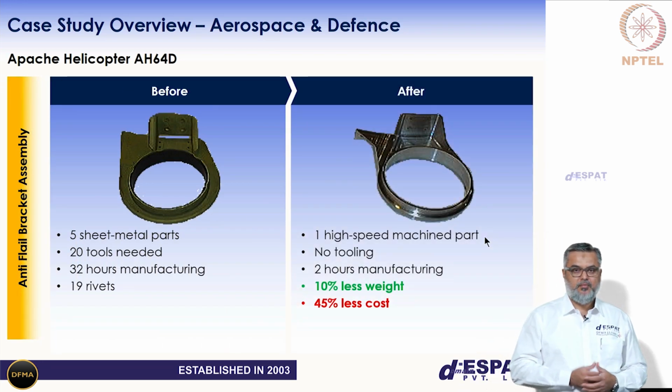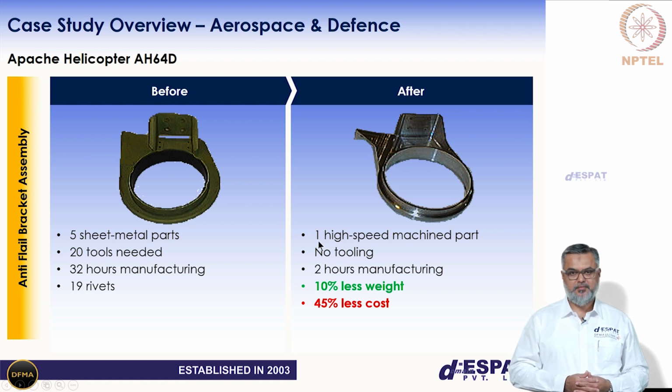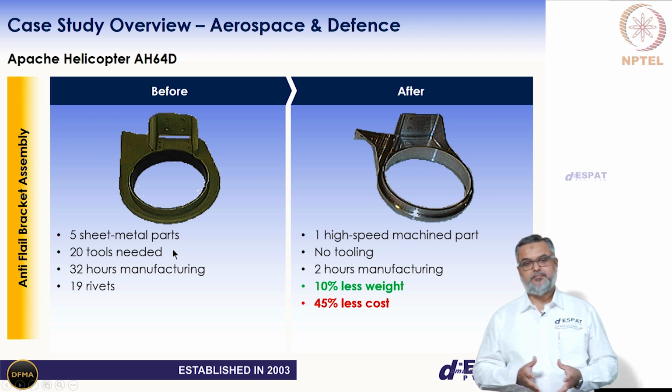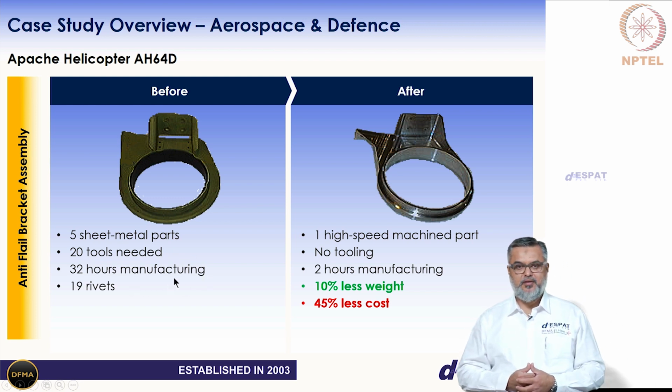So, one example here is shown of a flying vehicle like the Apache helicopter, and the one sub-assembly we have taken for today's presentation is the tail end of the aircraft, called the anti-fail bracket assembly. It used to be a 5 part sheet metal design, and those are the number of operations that go in terms of time and tools.